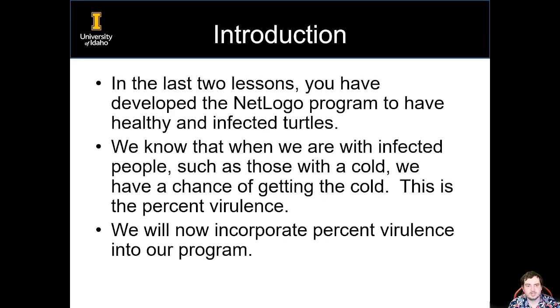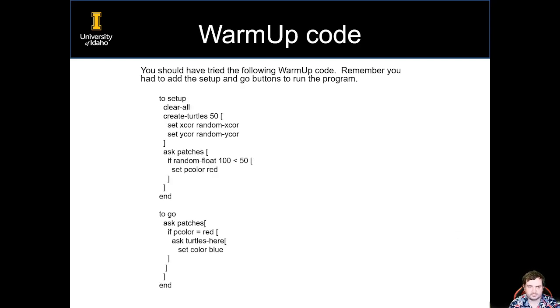So in the last two lessons, we've developed this NetLogo program that made healthy and infected turtles. Right now, no one gets sick from each other, but the infected turtles do heal themselves, so eventually they do get healthy. So that's pretty nice. We do know that if we're around people with an infection, such as a cold or a virus of some sort, we do have a chance of getting that virus. And this is called the percent virulence. We're going to use this virulence to help us model an infection rate.